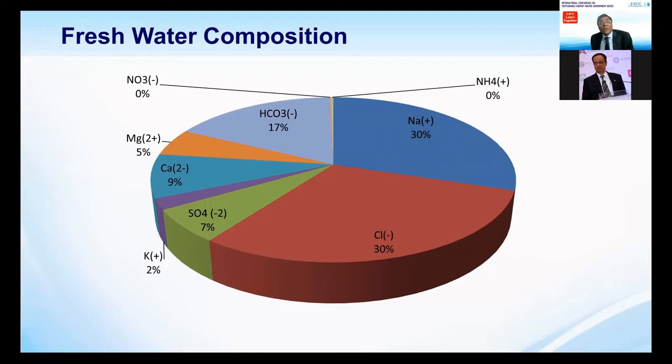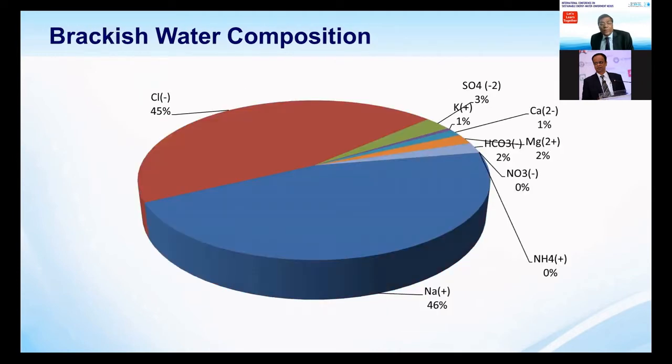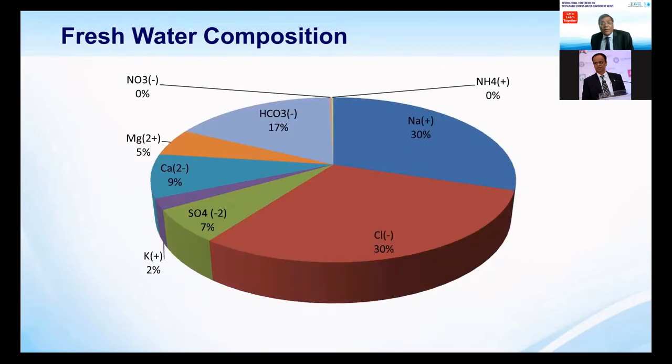This composition, when we go to the next slide, you will see the concentration of individual ingredients, or contaminants, or minerals, and that varies. This was the fresh water having a TDS of around 1,000 milligrams per liter. Now the brackish water. If you compare with the previous slide, the sodium was 30% and the chloride was also 30%.